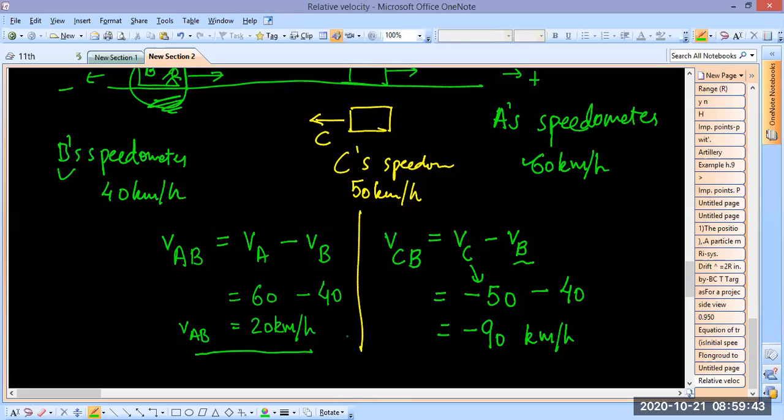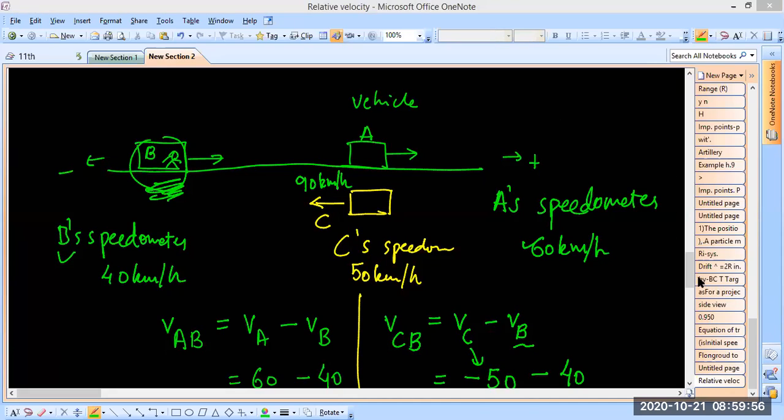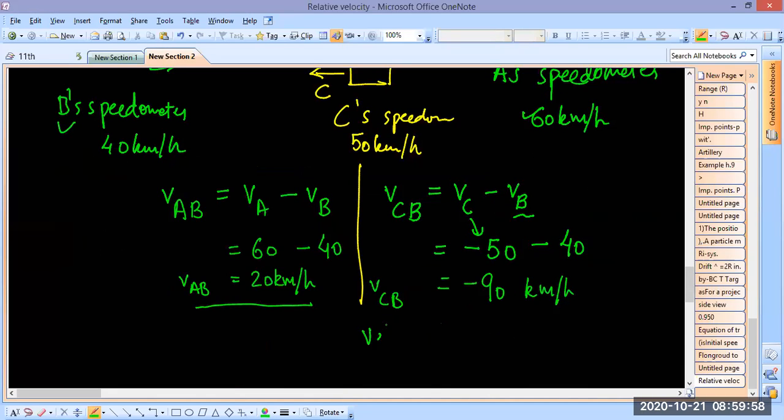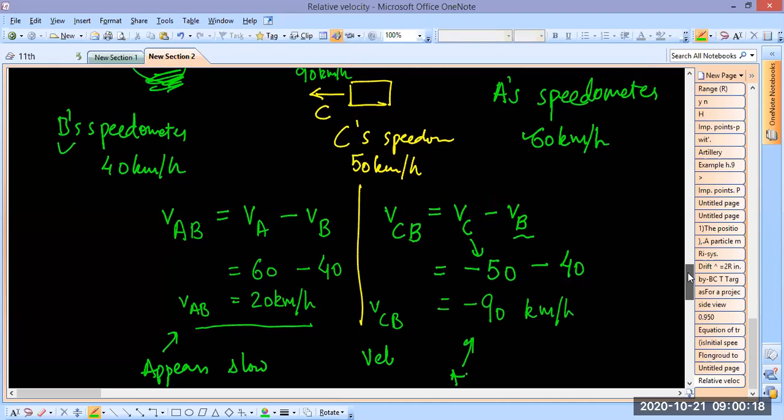So what does this mean? It means that if you are sitting here in this vehicle, you will see that this car C is coming at a speed of 90 kilometer per hour. Speed 90, velocity minus 90. People, please notice: velocity minus 90, speed 90. So this will appear very fast, but this will appear to be slow, right? And this appears to be fast. Is this clear, everyone?